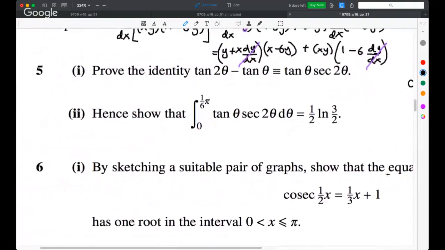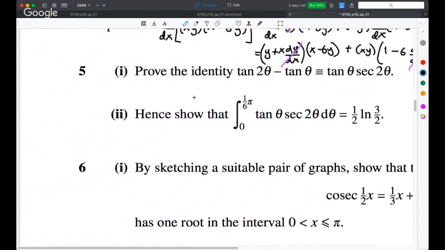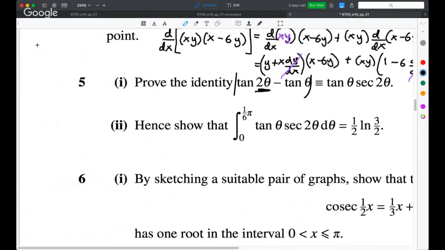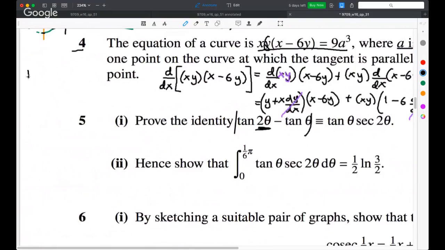Okay, number 5. Well, again, we are mucking about with identities. So because I haven't got much space right now, I'm going to just write tan 2 theta is t2 theta, tan theta is t theta, and so on. So first we want to get rid of this 2 theta. So remember, we're looking at the left-hand side. So let me scrub so I've got some more space. So let's say left-hand side is equal to tan 2 theta minus tan theta.